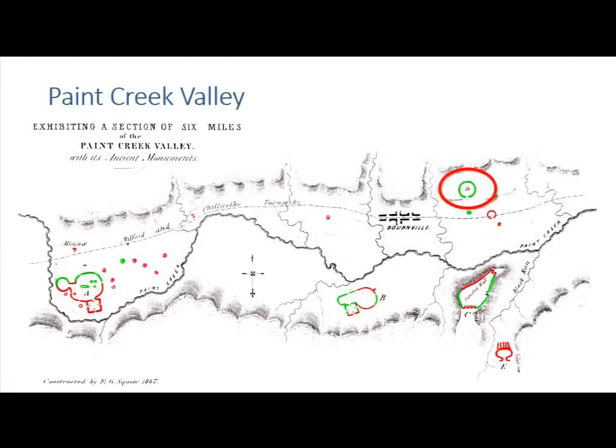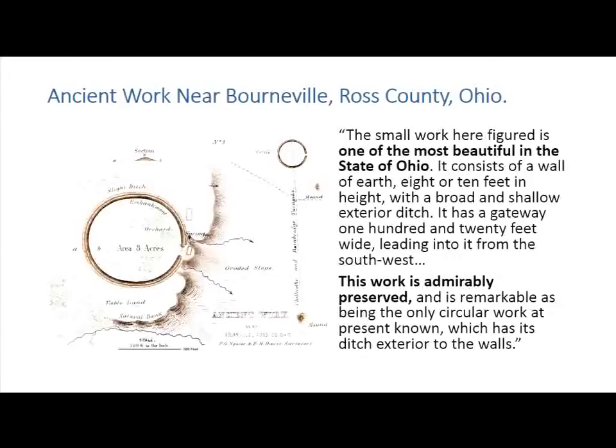There's one more site that I want to show you in this area, and it's because of what Squire said. He said, "The small work here figured is one of the most beautiful in the state of Ohio. It consists of a wall of earth 8 or 10 feet in height with a broad and shallow exterior ditch. It has a gateway 120 feet wide leading into it from the southwest. This work is admirably preserved and is remarkable as being the only circular work at present known which has its ditch exterior to the walls."